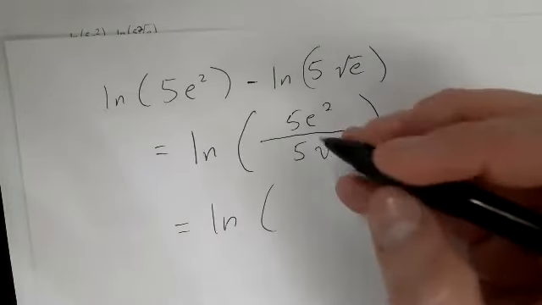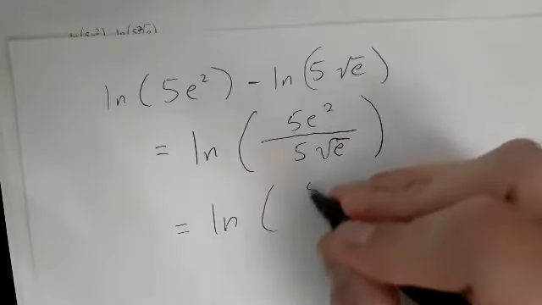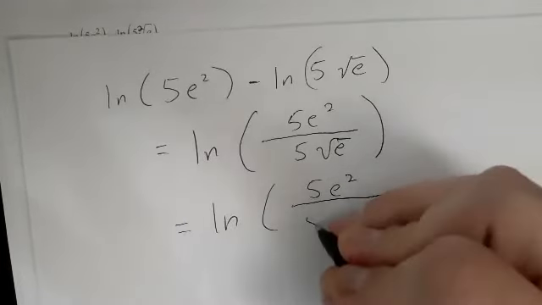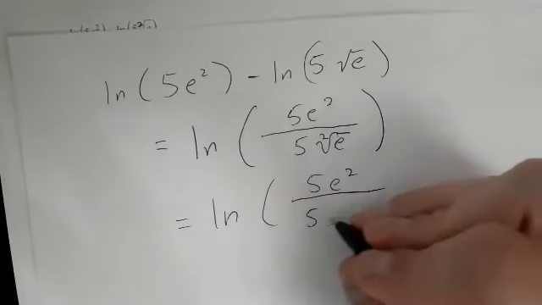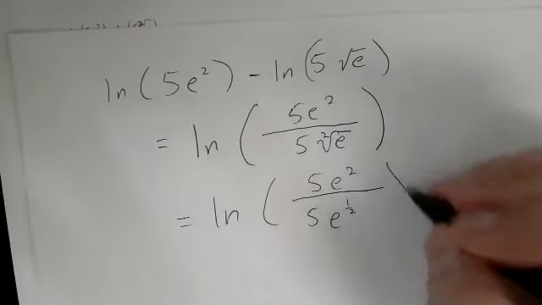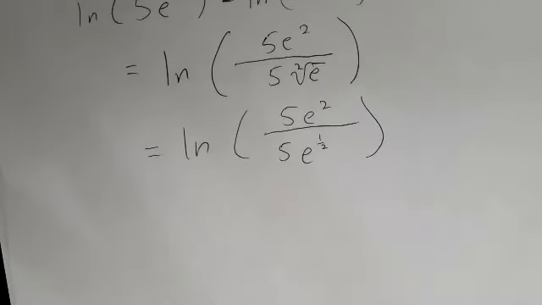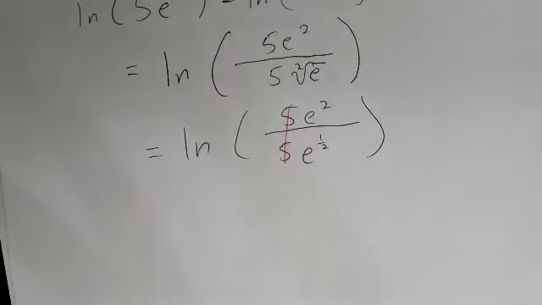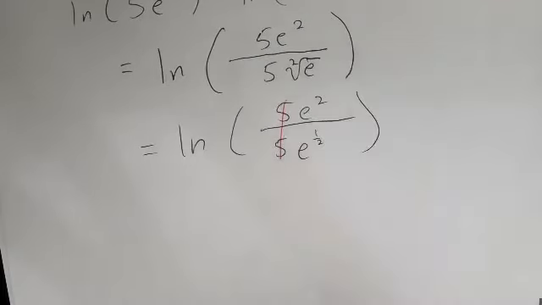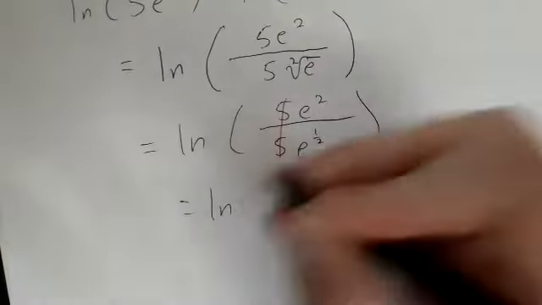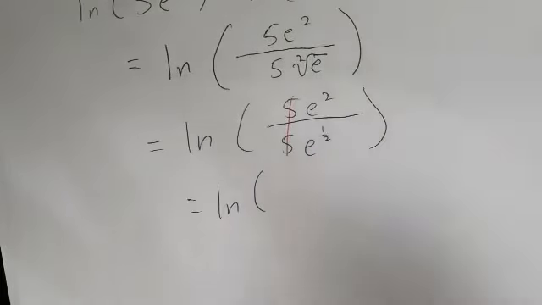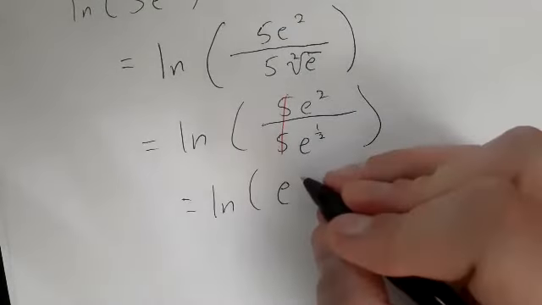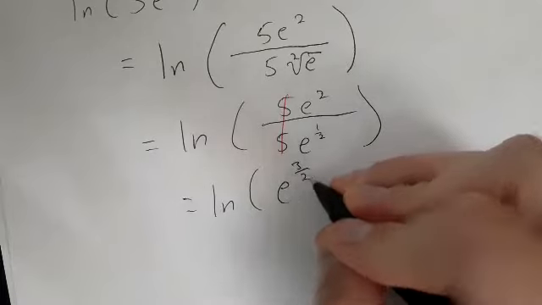So if I look at this, this is 5e squared. I'm going to rewrite the denominator as 5 times e to the 1/2 power. If we look here, these 5s, 5 over 5, will simplify out. Now I want to do 2 minus 1/2. I do my exponent rules to do subtraction here. This is like e to the 1/2, so I can do 1.5, or maybe 3/2.